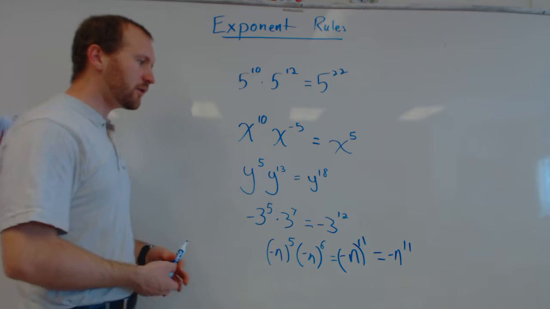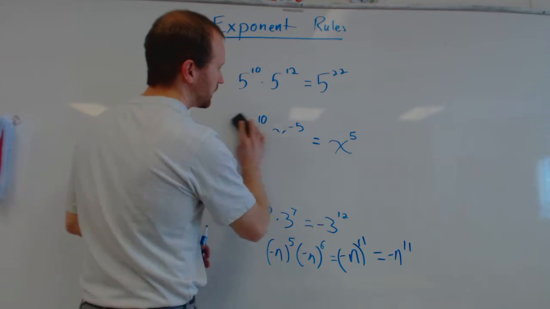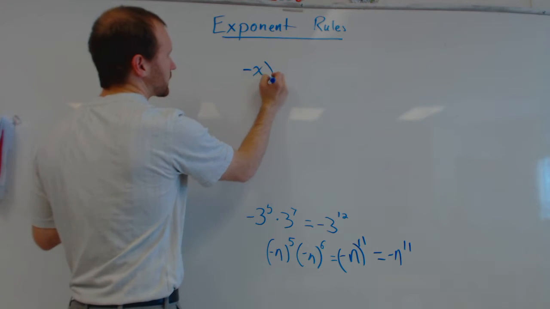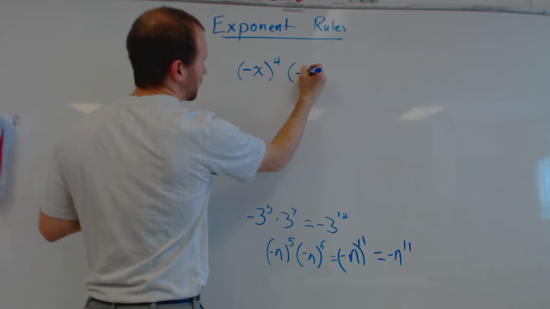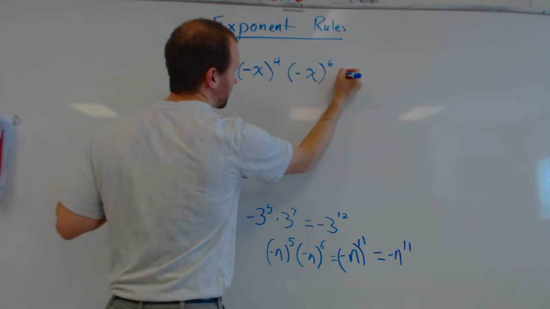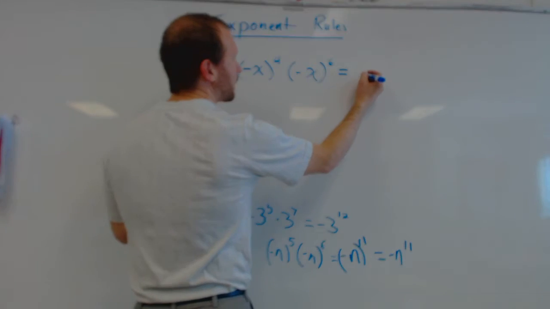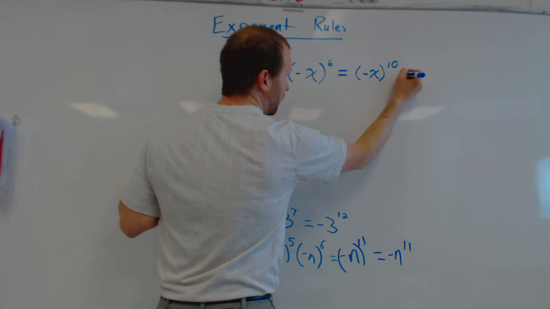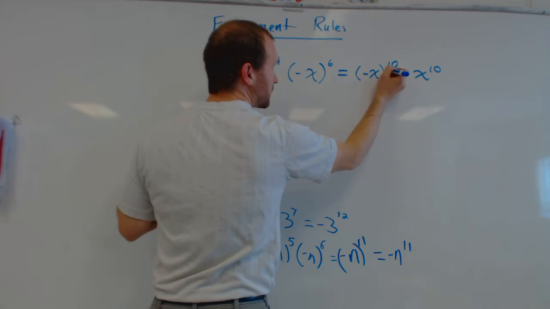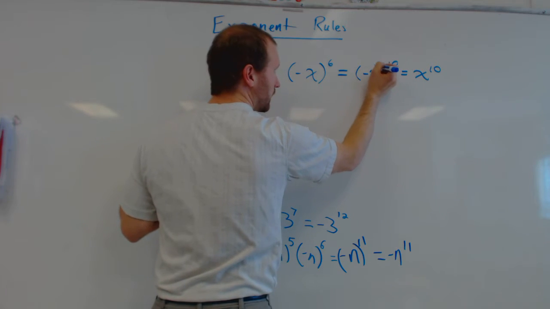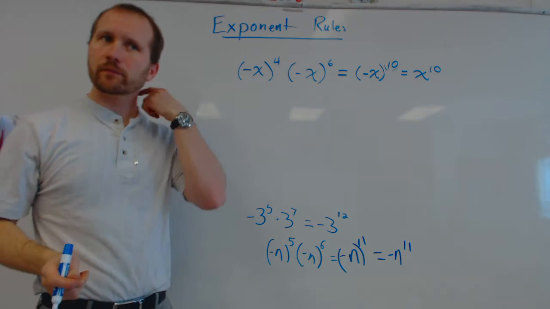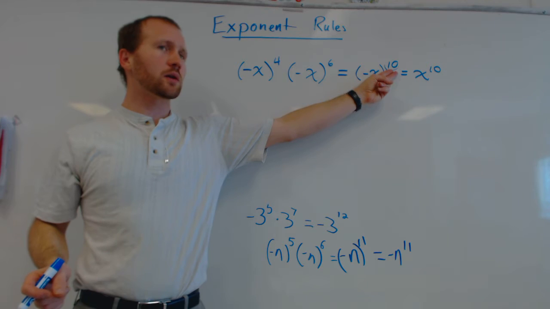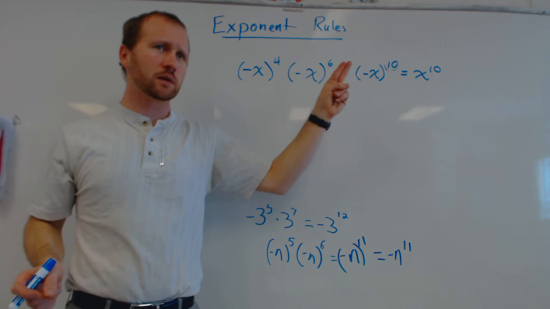But if I had something like negative x to the 4th times negative x to the 6th, it would be positive. That would be either this, negative x to the 10th, or x to the 10th, because we know that the even number here cancels out that negative. A negative times a negative is a positive. So as long as we have an even number of multiplications, our answer's positive.